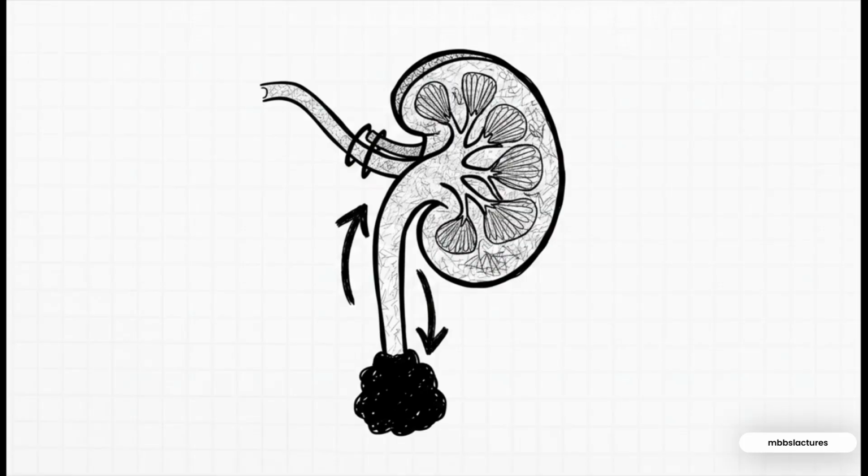But guys, it gets worse. If that obstruction isn't relieved quickly, the kidney initiates a totally maladaptive response. It actively drops its own renal perfusion using potent vasoconstrictors like thromboxane A2 and angiotensin II. So what started as a simple mechanical blockage rapidly transitions into chronic tissue injury.